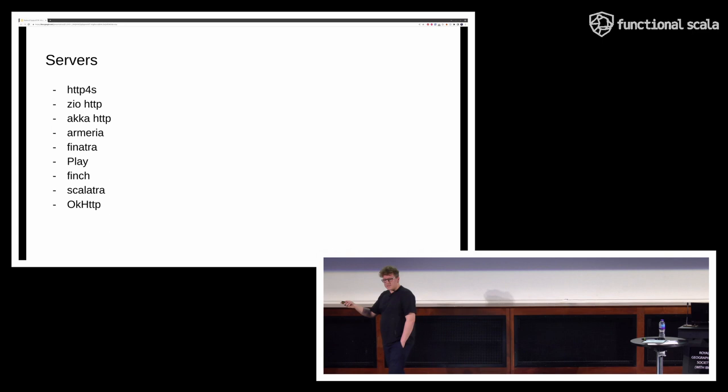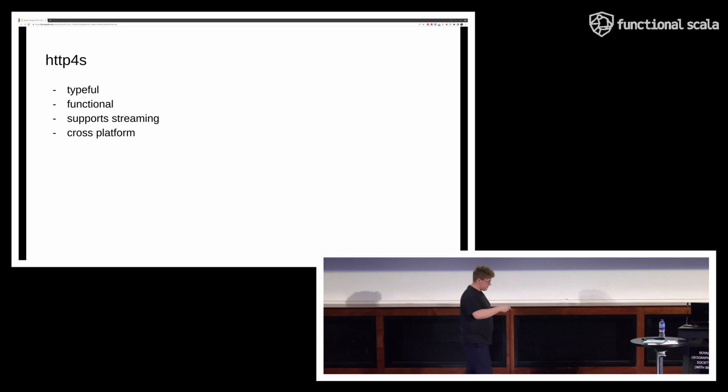All right, so HTTP4s is, as you might know, typeful because it has immutable structures. It's functional, wrapping all these things in the I/O, supports streaming based on FS2, and cross-platform, so we can basically, without much of an effort, have this working on Scala Native and Scala JS.